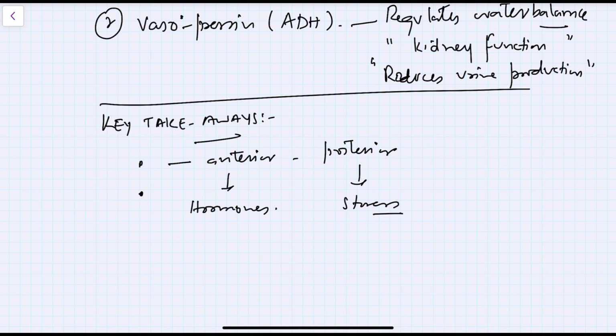The anterior pituitary produces and releases a variety of hormones that regulate growth, reproduction, stress response, and thyroid function, whereas the posterior pituitary stores and releases hormones like oxytocin and vasopressin, which are basically produced by the hypothalamus and are involved in water balance and childbirth.